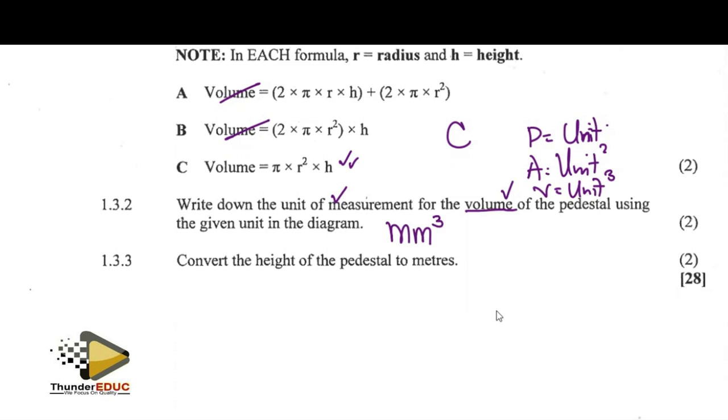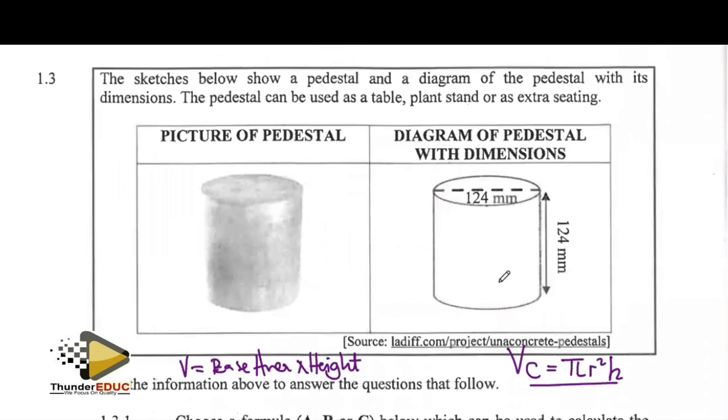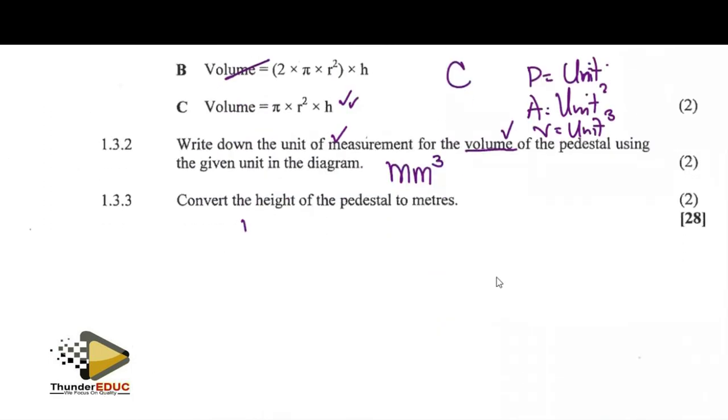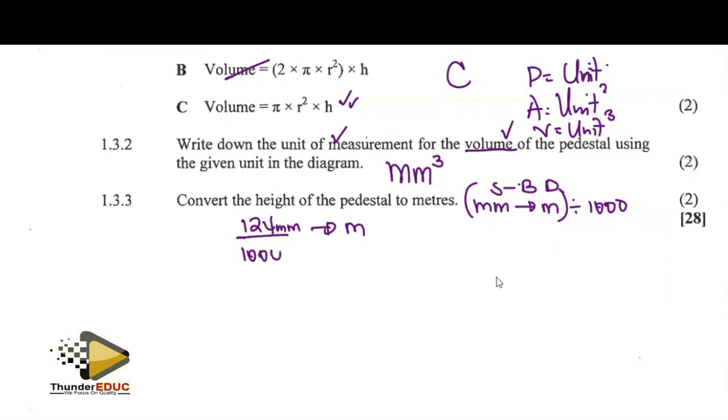Convert the height of the pedestal to meters. When you look at it very clearly, we have the height being 124 millimeters. We want them to become meters. To change millimeters to meters, this is small to big, so we divide by 1,000. We divide this by 1,000, and the answer becomes 0.124 meters. That's the answer there. We've changed the height to meters.